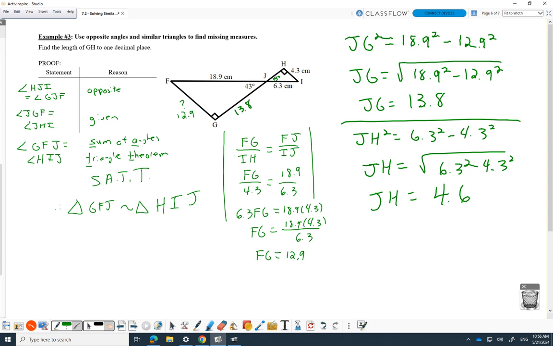And then we're not done. Now we can actually find GH, because it's equal to JG plus JH, 18.4 centimeters. Okay? To me, that's as tough as we can get in this chapter. That's as ugly as it gets. Prove the similarity. Ratio of sides with Pythagorean theorem thrown in just as a little curveball there.